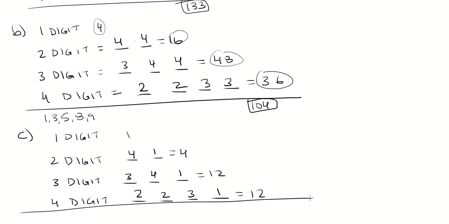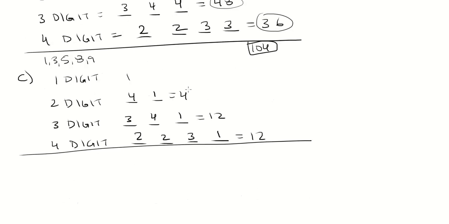So if we add these up, you have 1 plus 4 plus 12 plus 12. That's going to give me 29.